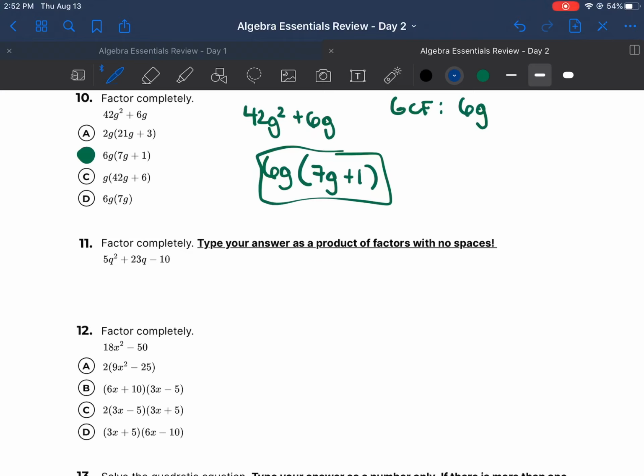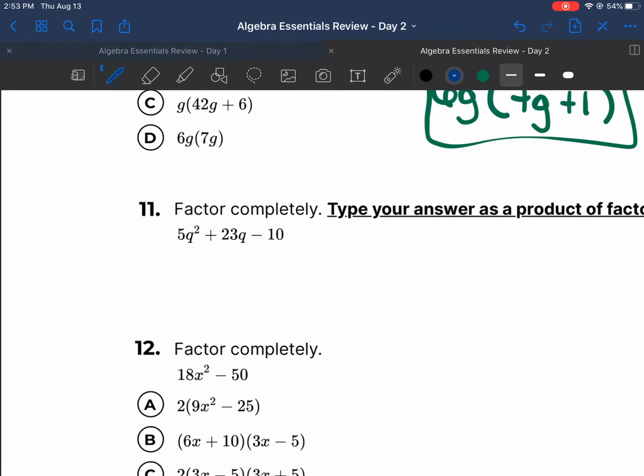Number 11, factor completely. Type your answer as a product of factors with no spaces. So for number 11, I'm going to use something called the X box method of factoring. This is also known as the AC method of factoring and pretty much factoring by grouping as well. So the way that I'm going to start is I'm going to list my A, B, and C term. Let's zoom in a little bit.